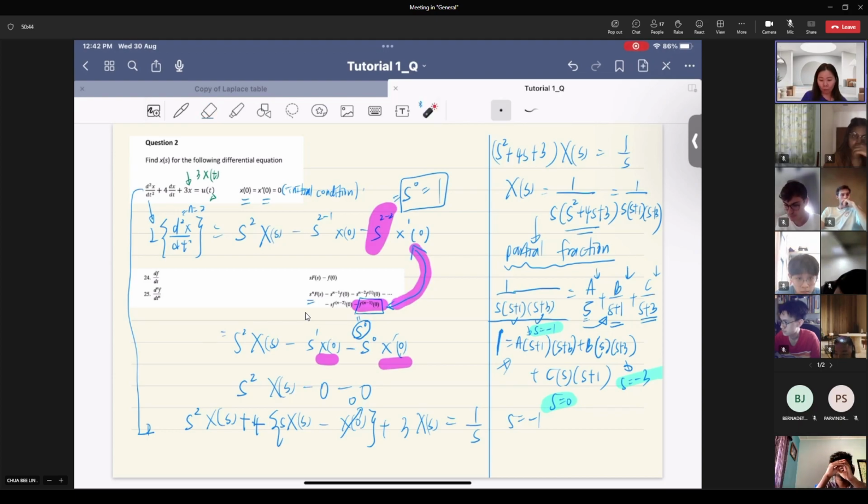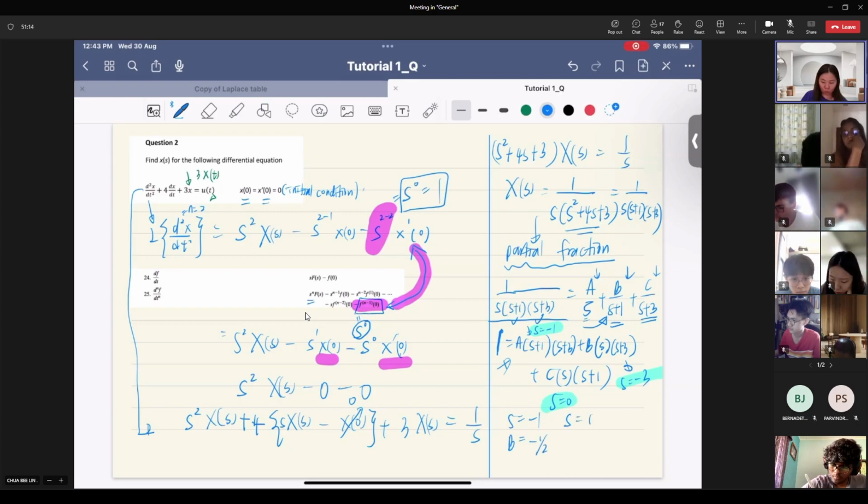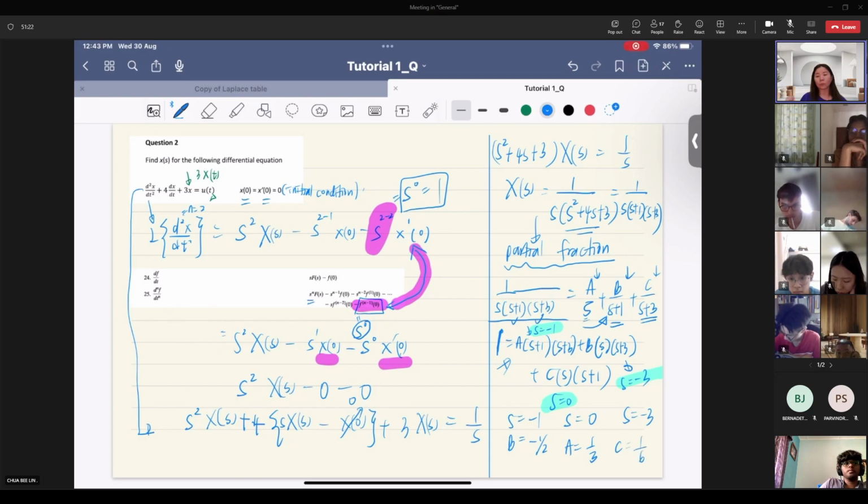Just like when I have my S equals -1, the whole thing will multiply with 0, gone. If I have S equals -3, then this whole term will be 0, disappear, gone. Same goes if I have my S equals 0, then this whole term will be gone. So the idea is to make the terms disappear. When I have S equals -1, I will be solving to get my answer B equals -1/2. If I have S equals 0, then I will be solving A equals 1/3. Then S equals -3, I will be solving C equals 1/6.